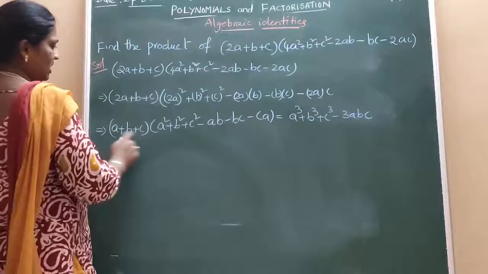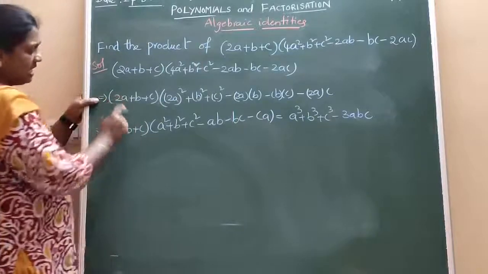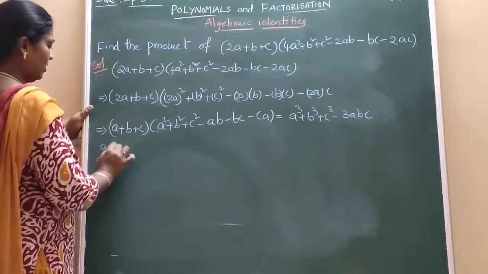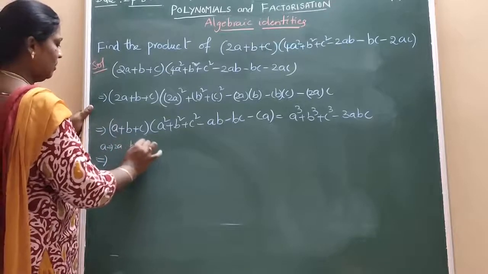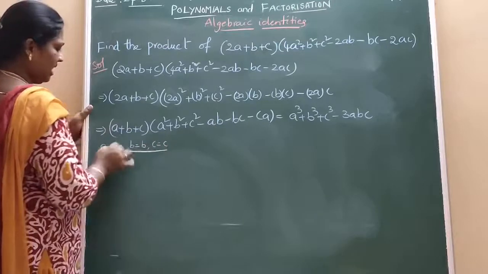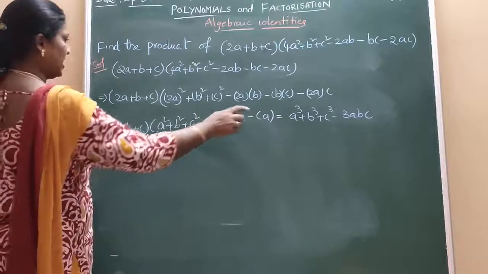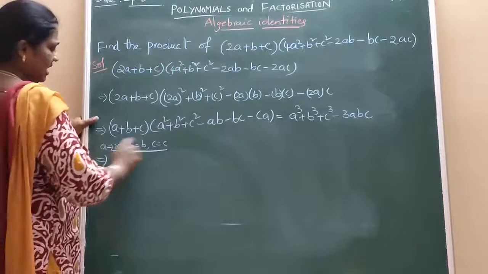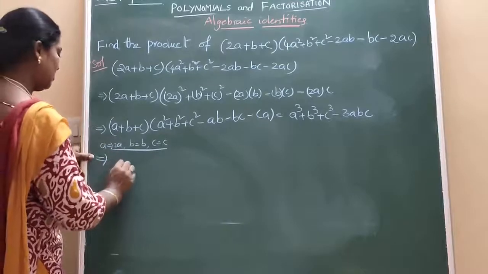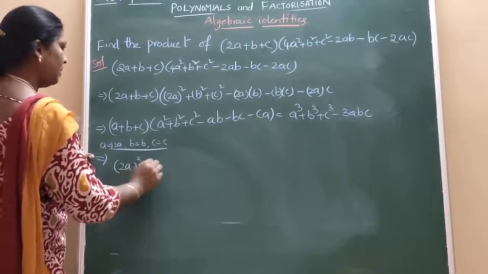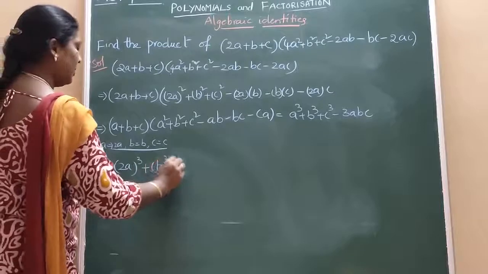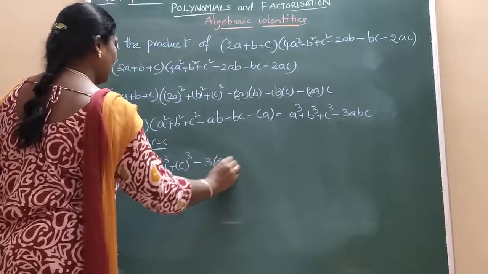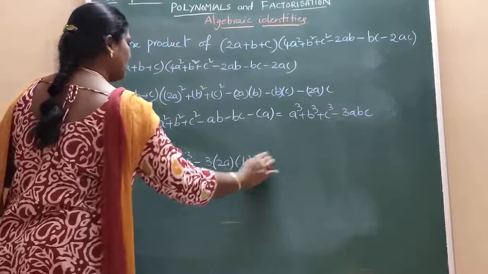So when compared to this identity, this product can be written as, here a is equal to 2a, and b equal to b only, and c equal to c. Okay. When we substitute in place of a³ + b³ + c³ − 3abc the values a, b, c respectively, that is (2a)³ + b³ + c³ − 3 into 2a into b into c.